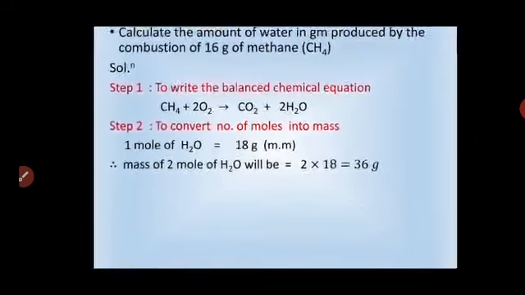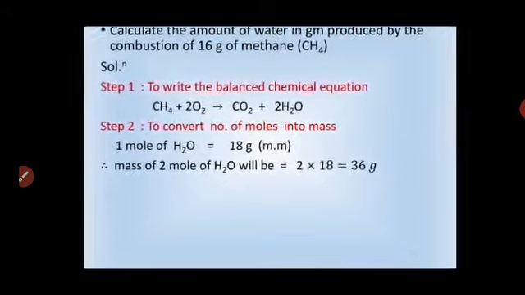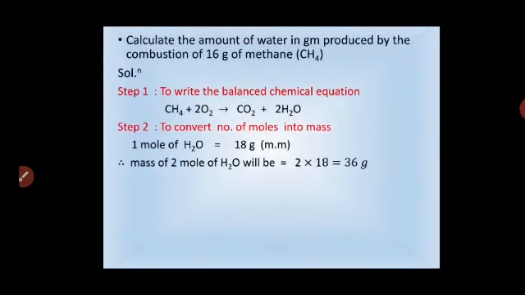Now one more I'll give. Calculate the amount of water in gram produced by the combustion of 16 gram of methane. Now what is given? Calculate the amount of water in gram, means the mass of water we have to find out, produced by combustion of, combustion means burning in presence of air, 16 gram of methane. So the methane formula is given. We know methane is a hydrocarbon.